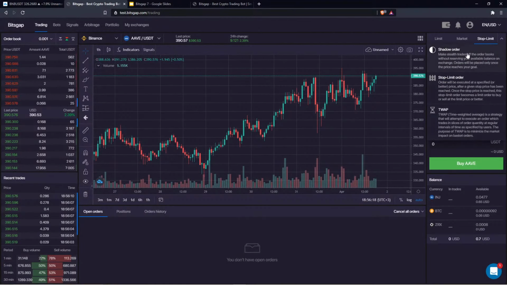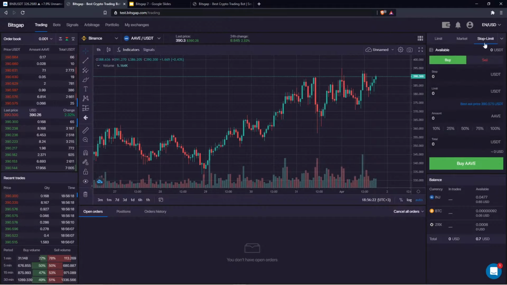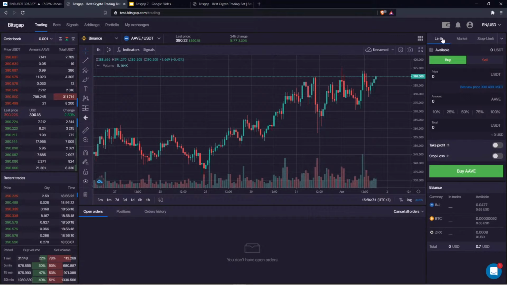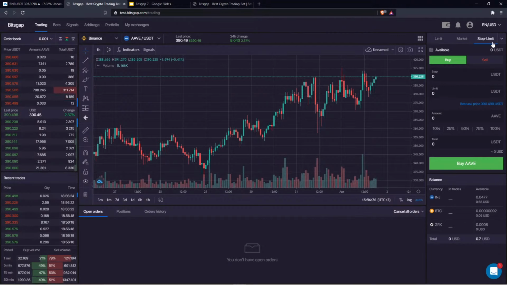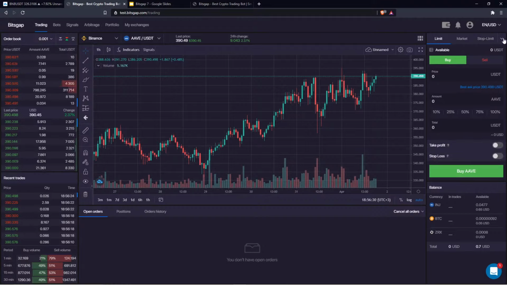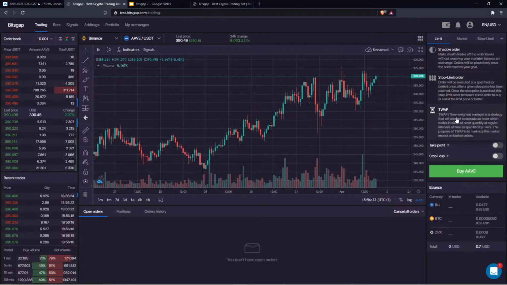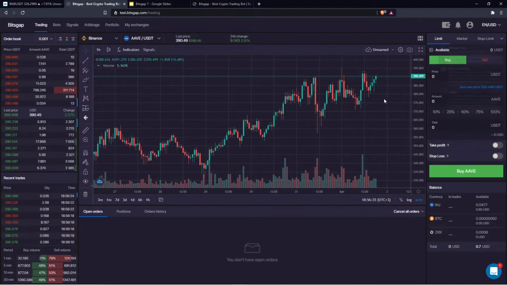depending on the relevance and your experience. I would highly recommend to start with limit order, then go to stop limit, and you can actually mix the stop limit with limit, and only then try things like the TWAP to figure out if it's also the order type that you've been looking for or not.